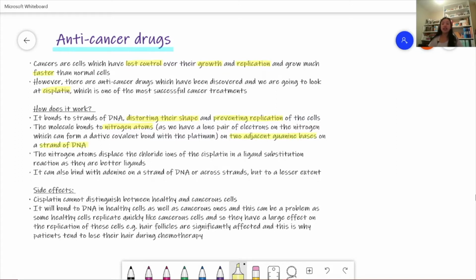And the nitrogen atoms on the strand of DNA actually displace the chloride ions, which are already on the cisplatin, because they are better ligands. And this is a ligand substitution reaction. And cisplatin can also bind with adenine on a strand of DNA or across strands, but this is less likely to happen. So what we have is cisplatin, which has the formula platinum, and then we've got 2 chlorines, and then 2 ammonias.